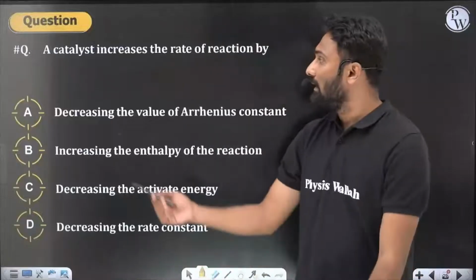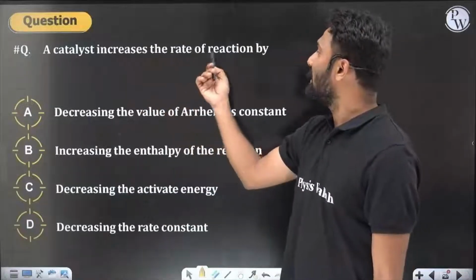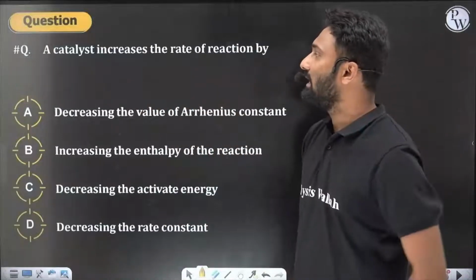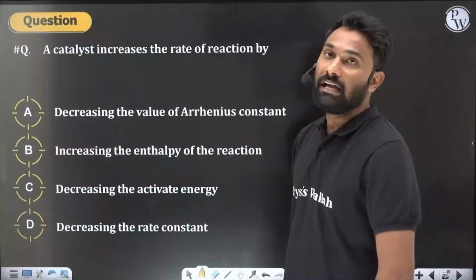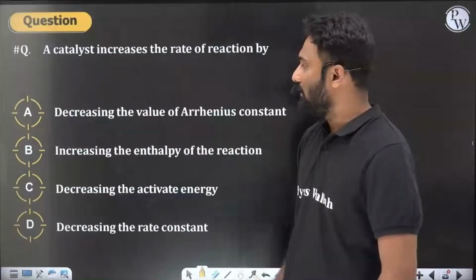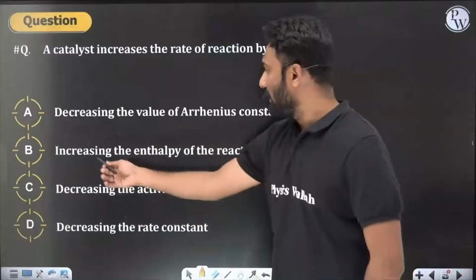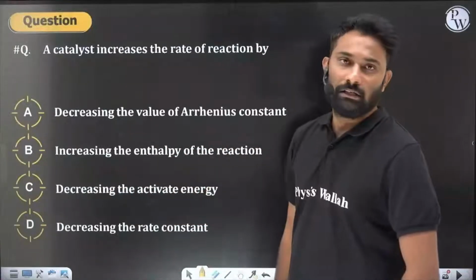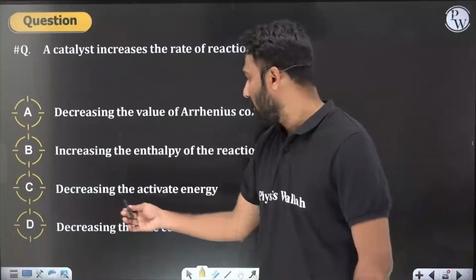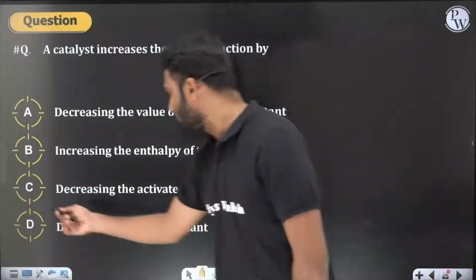Next question: a catalyst increases the rate of reaction by, identify the correct statement. Decreasing the value of the Arrhenius constant, that is wrong. Increasing the enthalpy of the reaction, that is also wrong. Decreasing the activation energy, this is the correct one.